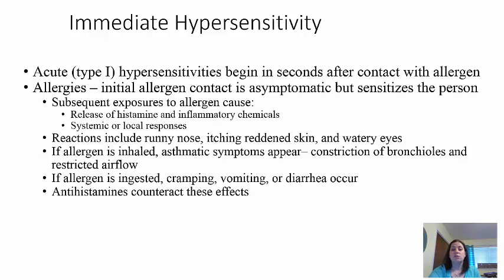Reactions could be as simple as a runny nose, itchy, reddened skin, or even just watery eyes. But if the allergen is inhaled, we can see that asthmatic type symptoms can appear. This can cause constriction of the bronchioles and restrict the airflow to your body. If the allergen is ingested, taken into your stomach, so like you're allergic to peanuts or something like that, it could cause cramping, vomiting, and diarrhea. We also see antihistamines can counteract some of these effects. So if you're allergic to a certain kind of bite from an insect, you can put an antihistamine on it. A lot of times it may help reverse that. Right, so this is going to be the type 1 hypersensitivity.